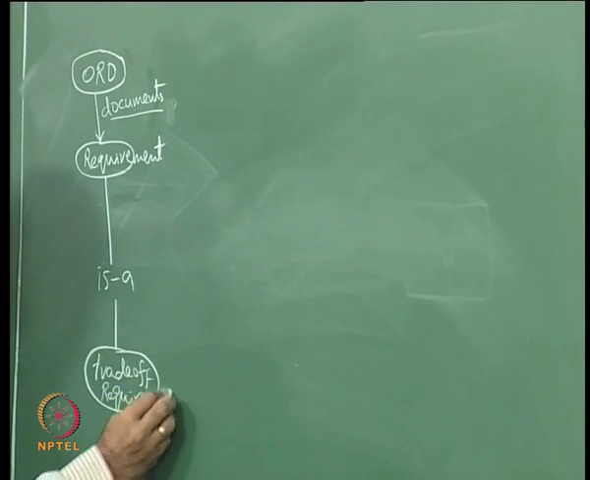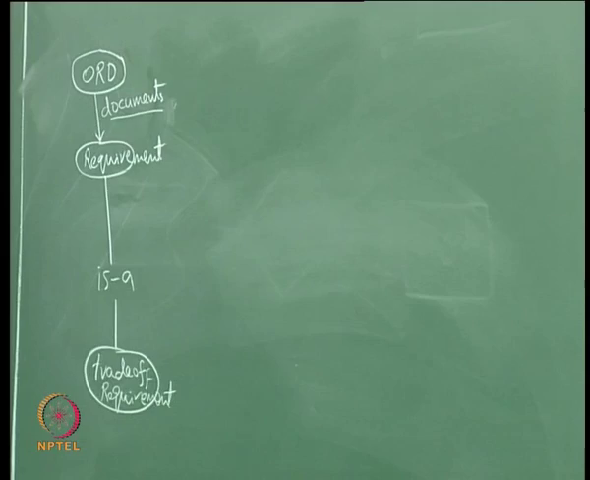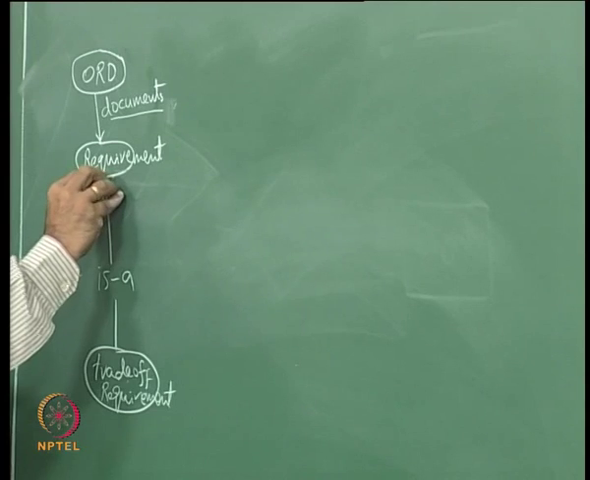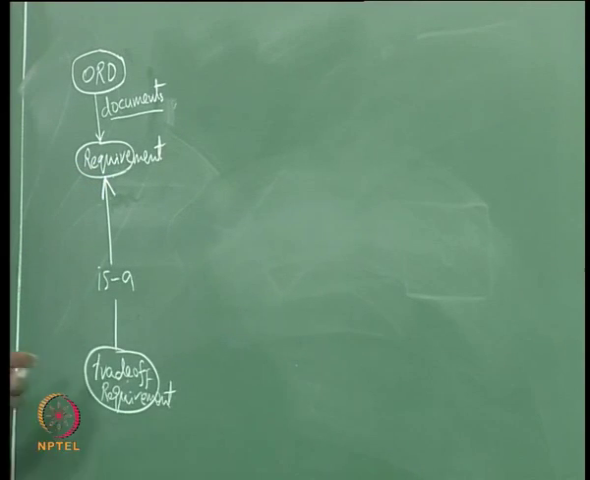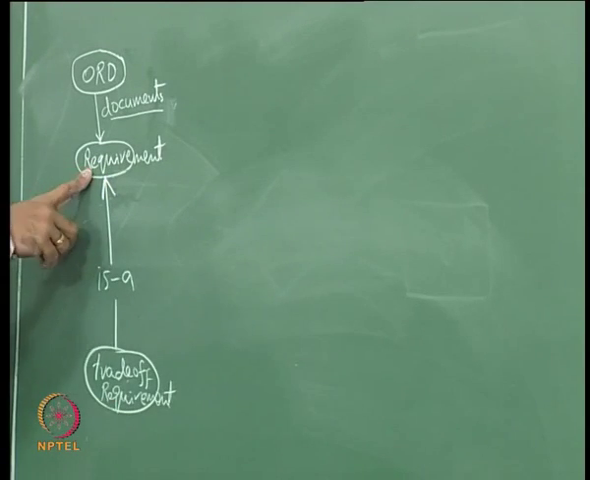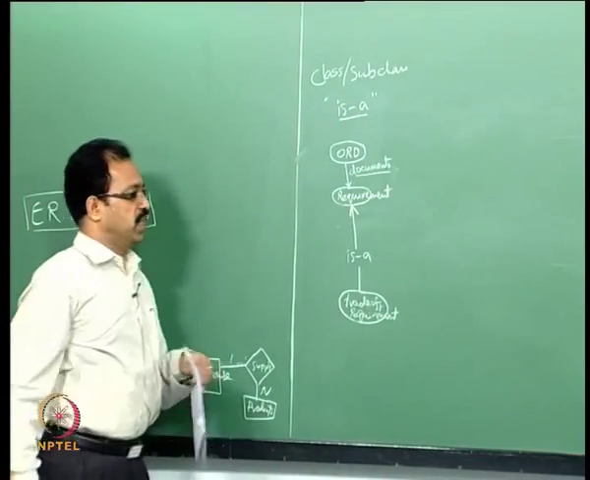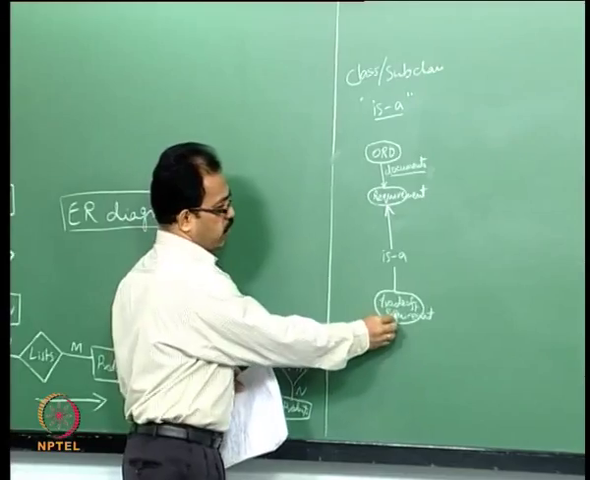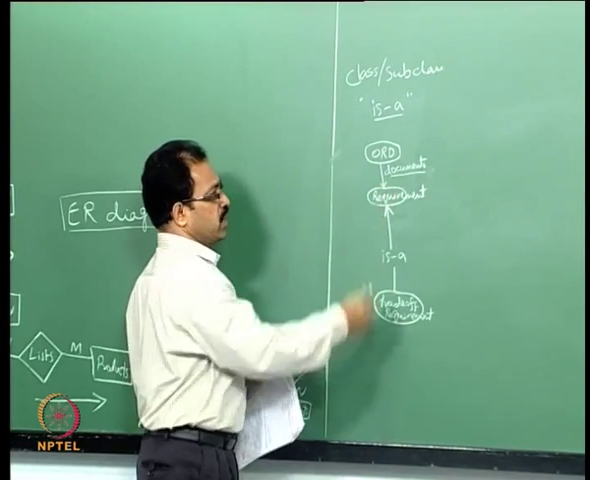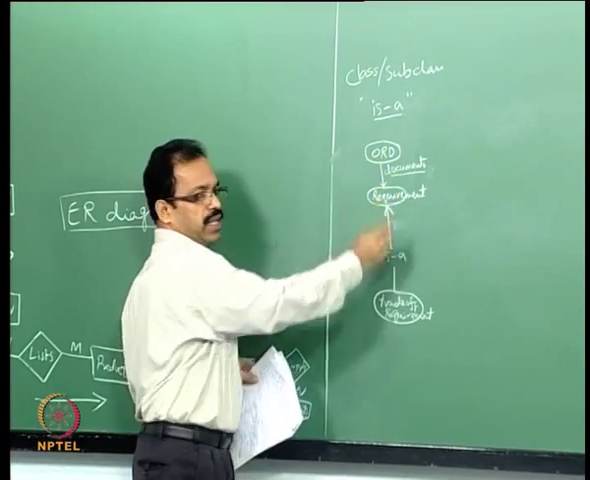So, now we can see that trade-off requirement is a requirement. So, the relationship is given like this between these two entities. The trade-off requirement is a subclass of the requirement, and this subclass is represented by a relationship known as "is a" relationship. So, you can see trade-off requirement is a requirement and ORD documents are the requirement.